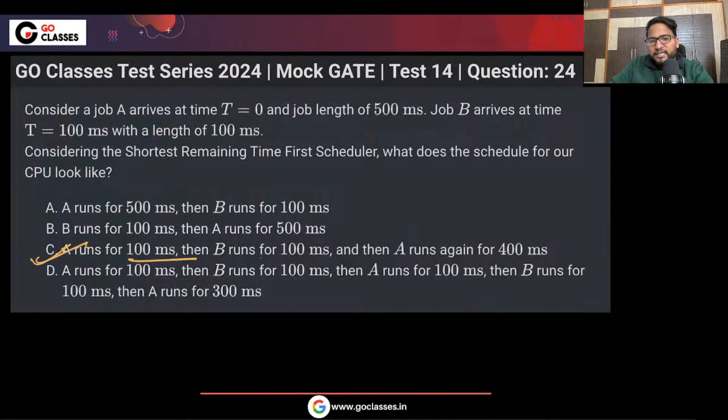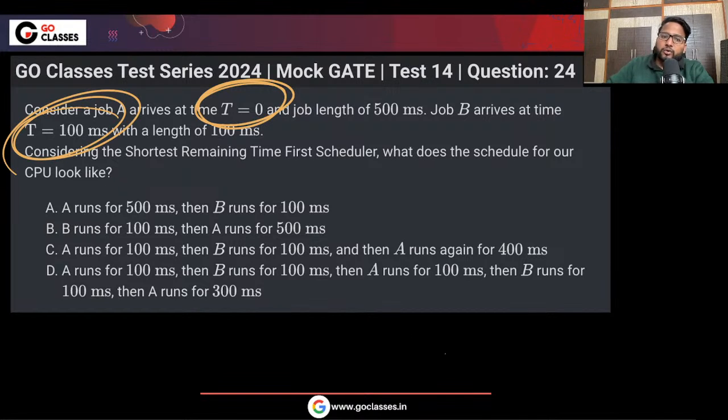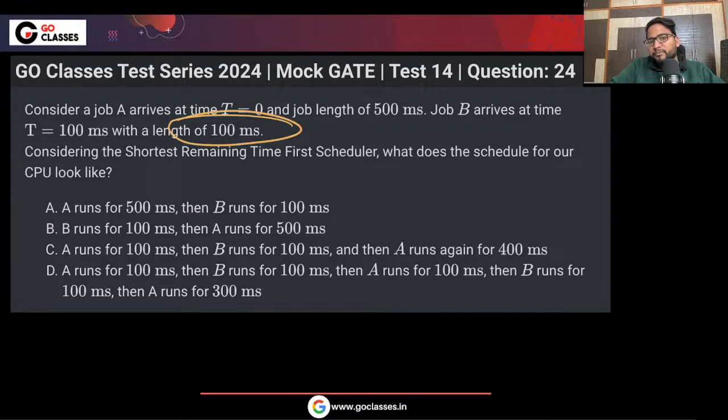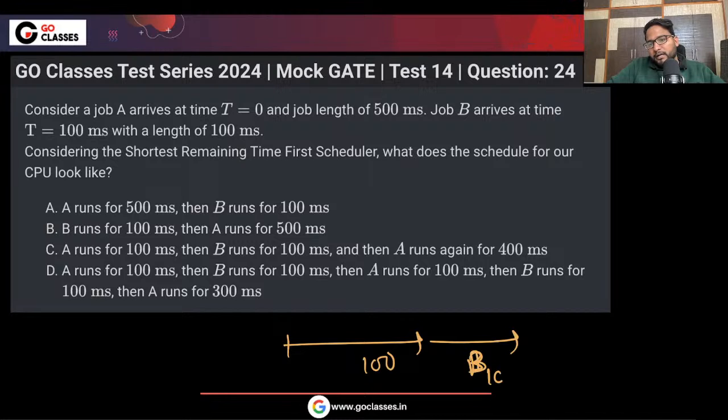A runs for 100 milliseconds, B runs for 100 milliseconds, and then A runs for 400 milliseconds, like that, right? B's length is only 100 milliseconds. A arrives at t equal to 0, and B arrives at t equal to 100 milliseconds. So the shortest one at 100 milliseconds will be B. That's why A will run first for 100, then B will run 100, and then A will run the remaining 400, right? Okay.